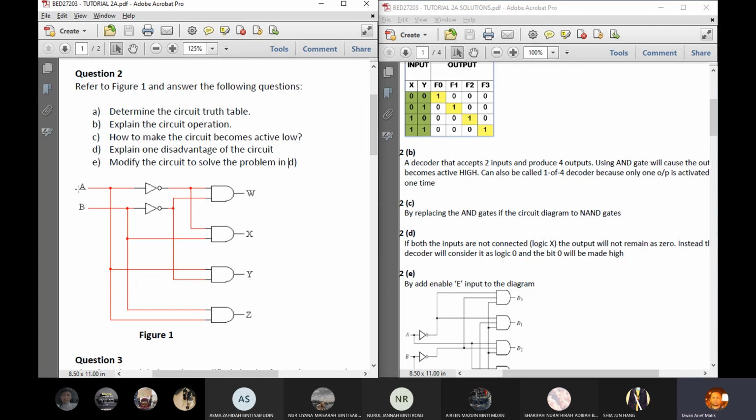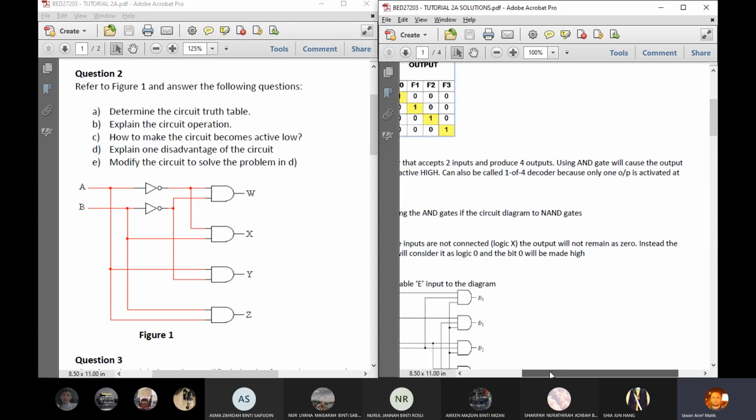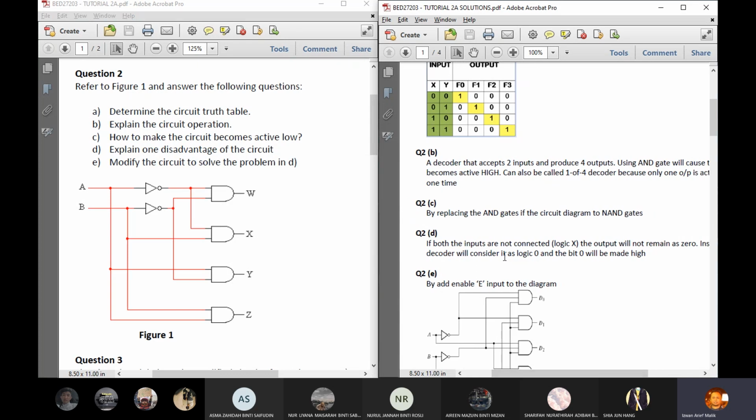Okay, maksudnya dia logic unknown. Dia X. Input dia bukan 0, input dia bukan 1. So, dia unknown. Okay, so when the input is logic X, the output will not remain as 0. Instead, the decoder will consider it as logic 0 and the bit 0 will be made high. So, walaupun tak ada input, even though there are no inputs for this decoder, the output will become 0. Okay, and then it will also consider it as logic 0 and the bit 0 will be made high.